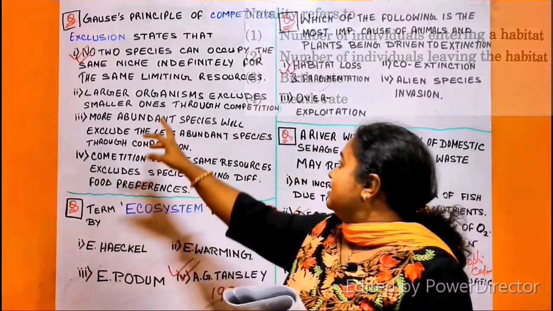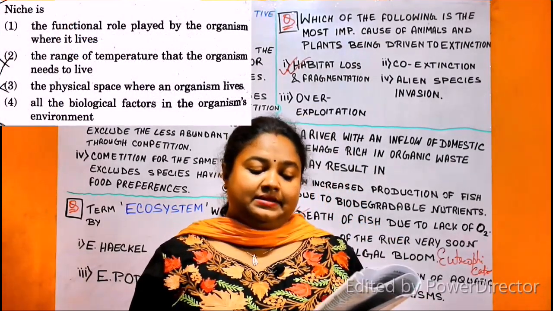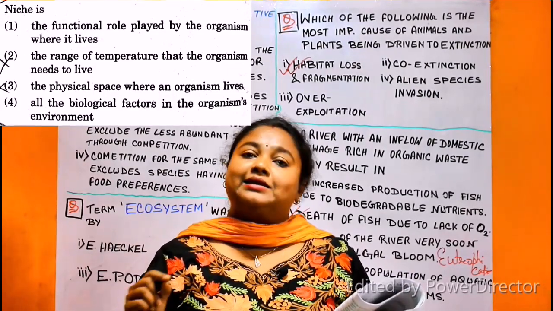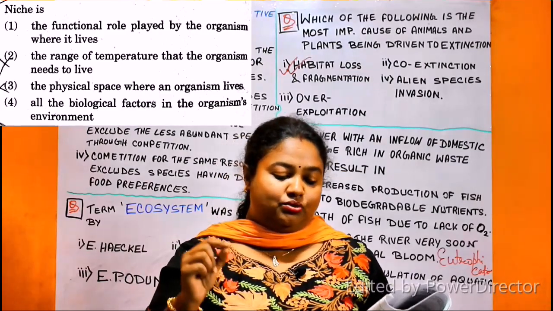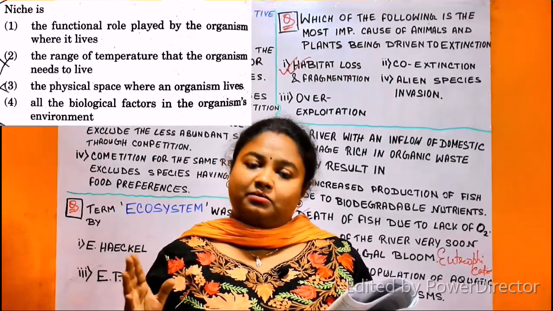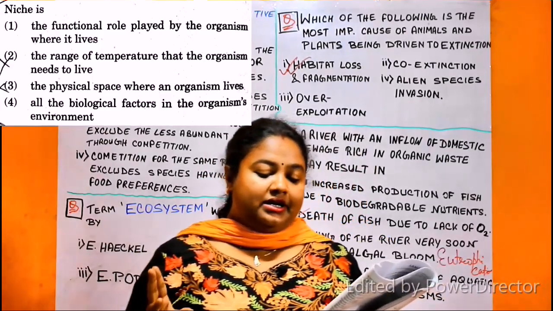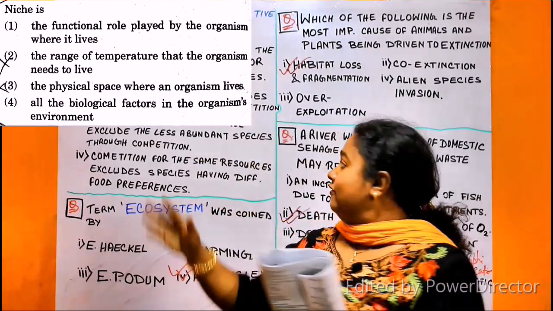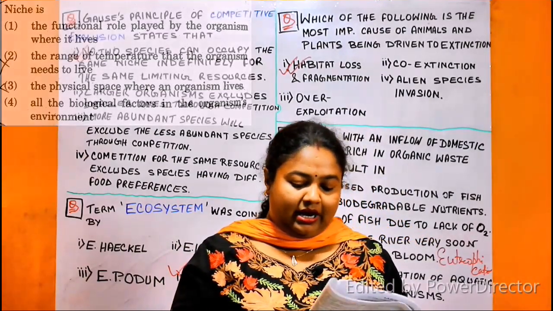And just now I have discussed niche. There was a question: niche is number 1, functional role played by the organism where it lives. Number 2, the range of temperature that the organism needs to live. Number 3, the physical space where an organism lives. And number 4, all the biological factors in the organism's environment. So we can easily understand this is the functional role played by the organism where it lives. So this one is the correct option.